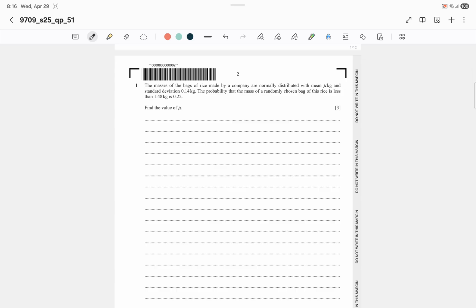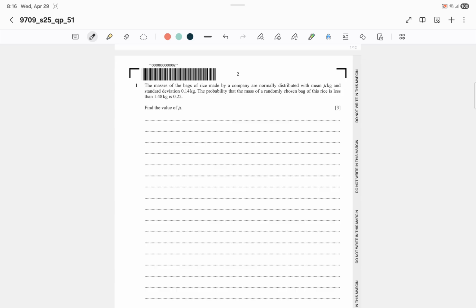Really, being for real. So the first question is, the masses of the bags of rice made by a company are normally distributed with mean mu kg and standard deviation 0.14. The probability that the mass of a randomly chosen bag of this rice is less than 1.48 is given as 0.22. We have to find this.